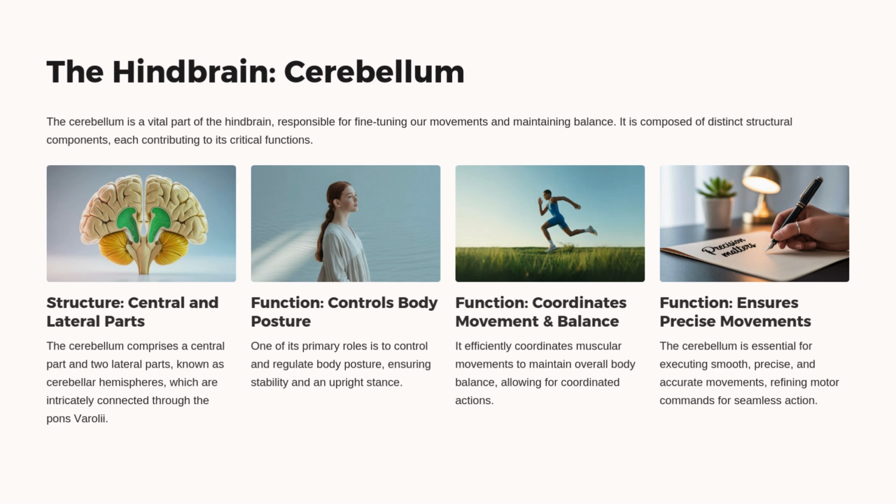Function: controls body posture. One of its primary roles is to control and regulate body posture, ensuring stability and an upright stance. Function: coordinates movement and balance. It efficiently coordinates muscular movements to maintain overall body balance, allowing for coordinated actions. Function: ensures precise movements. The cerebellum is essential for executing smooth, precise, and accurate movements, refining motor commands for seamless action.